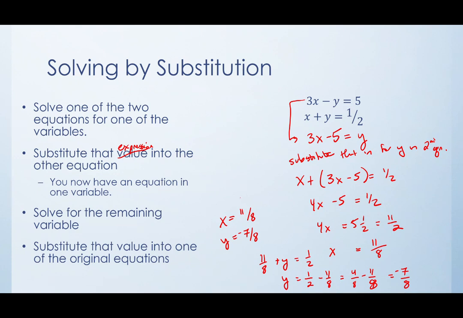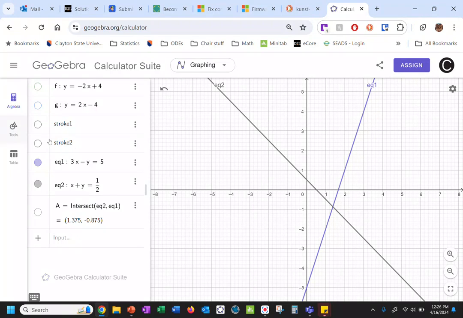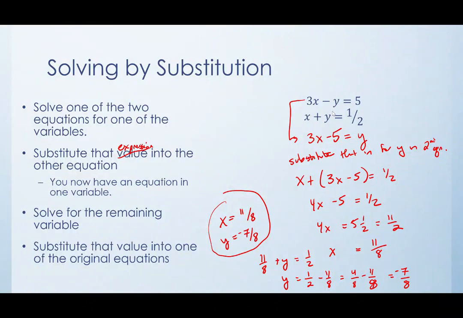And the other thing that is a good habit to get into is to graph and make sure you have the correct answer, that you didn't make any mistakes. So if we go over to GeoGebra, you can see I've put in 3x minus y equals 5, that's the blue line. And then I've got x plus y equals 1 half, that's the gray line. And our intersection point here, you can see we are at 1.375, which is 11 eighths, and negative 0.875, which is negative 7 eighths. So we did do our problem correctly.